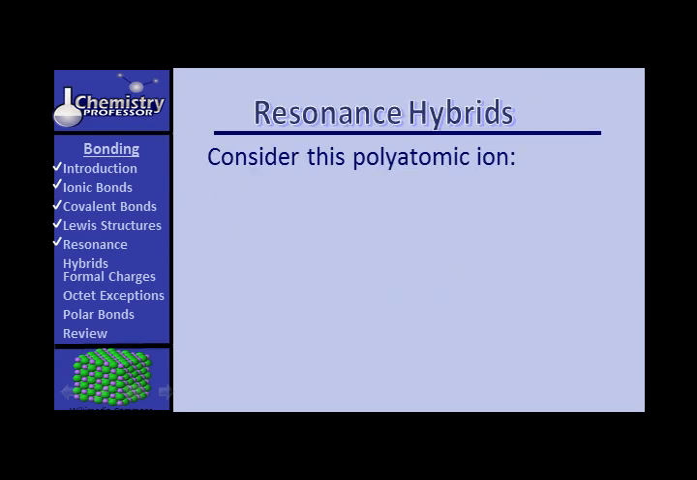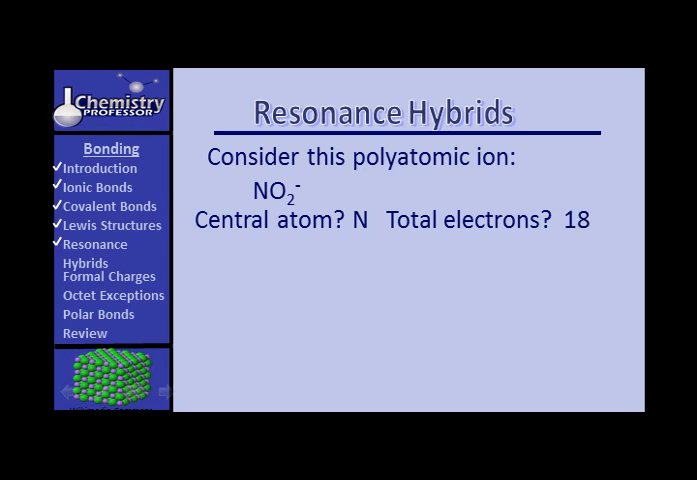Let's try this polyatomic ion, the NO2 -1, the nitrite. Now, what's your central atom? Sure, it's nitrogen. And how many electrons do you have? Well, let's see. You have 6 for each oxygen, and there are 2 of them. That's 12. You have 5 for nitrogen. There's 1 of them. It's going to give you 17. Oh, and you have a negative charge. So that's going to give you a total of 18 electrons.